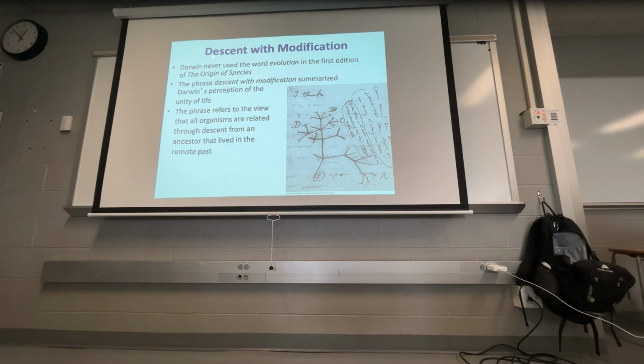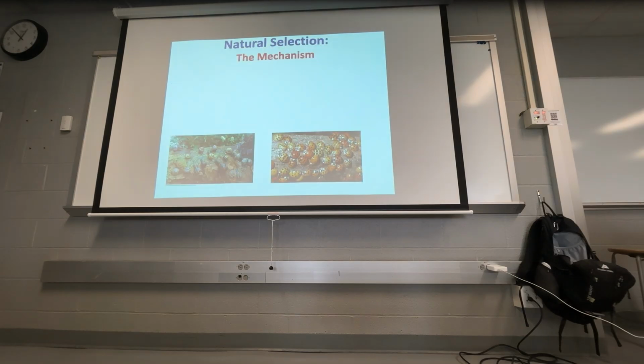And the way that descent by modification works is based on this mechanism. So Darwin made 4 major observations that he saw across all of his studies for the mechanism of how natural selection works. The first thing he states is that no matter what organism you look at, populations often vary greatly in what traits you see. Whatever the trait is you pick, what phenotypes.